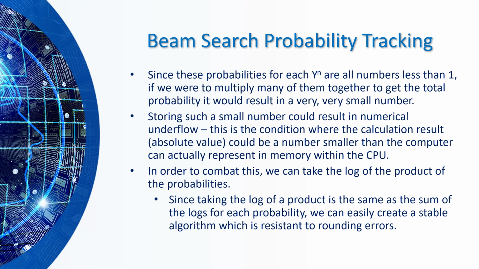When we compare so many probabilities with one another, it is important to have that value represented exactly, at least in a way where we can determine if the probability of one word or sequence is higher than another word or sequence. To solve this potential issue, we can take the log of the product of probabilities. Since taking the log of a product is the same thing as taking the sum of logs for each probability, we can create an algorithm that accounts for this at every step of the process easily.